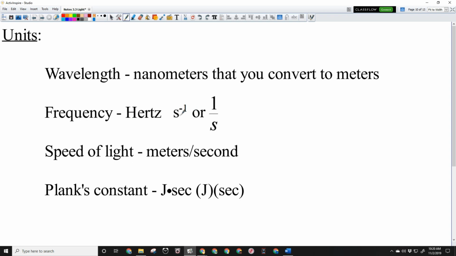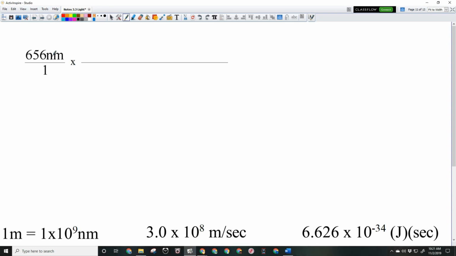Frequency, hertz, like I said, is s to the negative 1 or 1 over s. The speed of light is given to you in meters per second. And Planck's constant is joules seconds, or joules times seconds. It's going to be very important that you brush up on your Algebra 1 and know how to rearrange and cancel, because this is a unit where we're going to have to do a lot of heavy calculations.